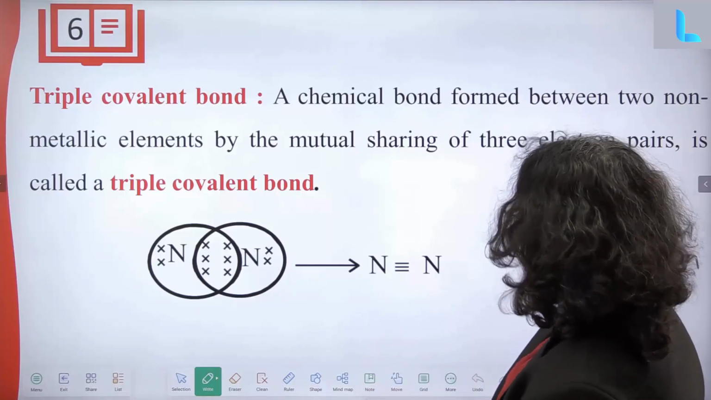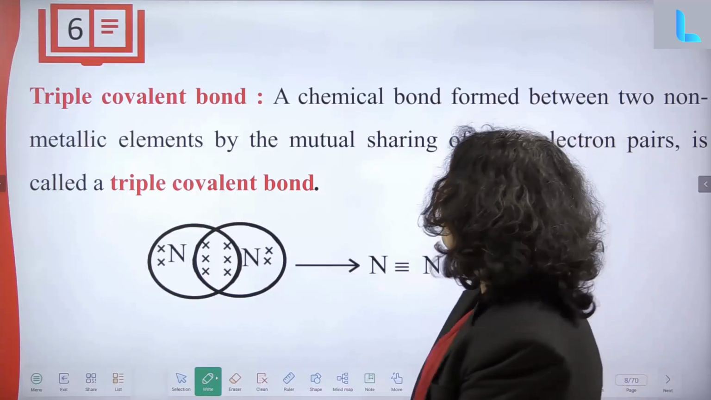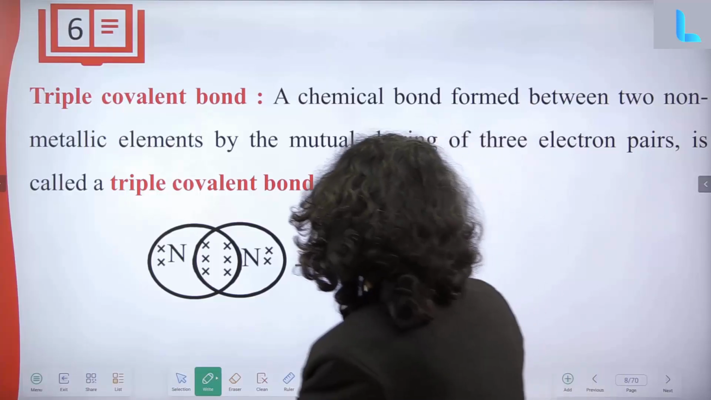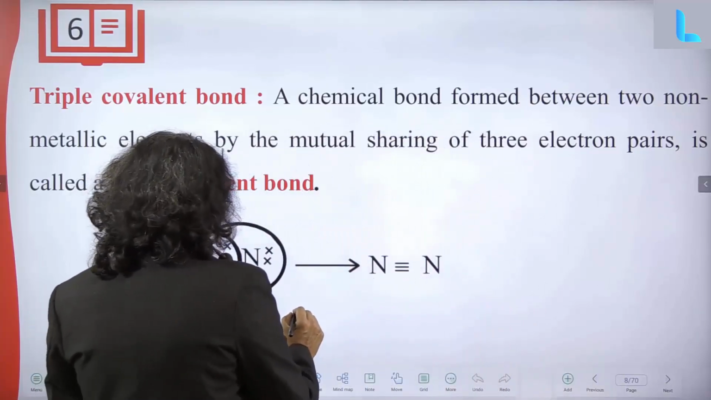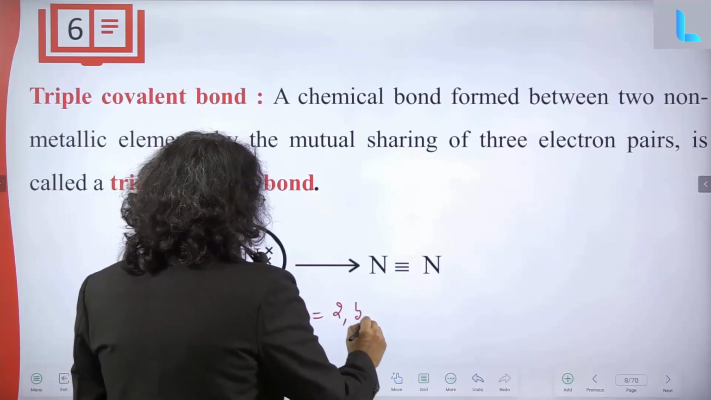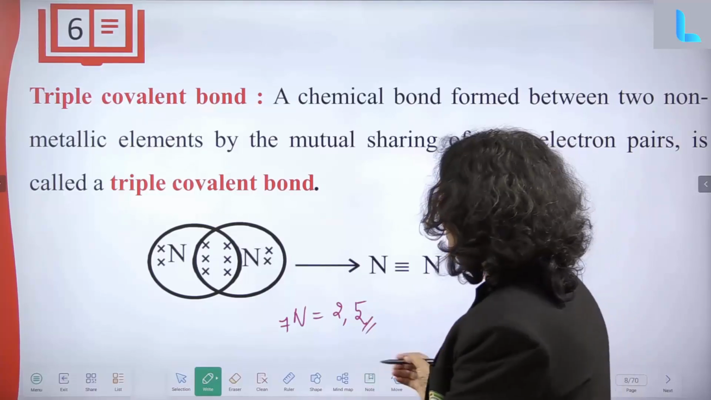Like triple covalent bond, how is it obtained? A chemical bond formed between two non-metallic elements by mutual sharing of 3 electron pairs is called a triple covalent bond. For example, if we talk about nitrogen, nitrogen's atomic number is 7. So 2, 5 means to complete the octet 3 more electrons are required.